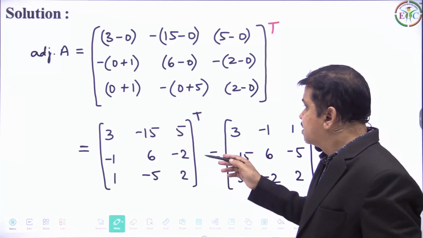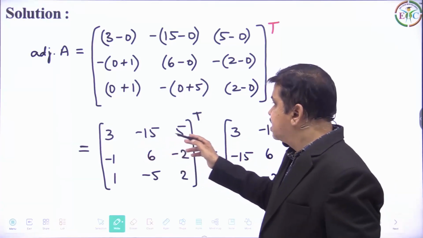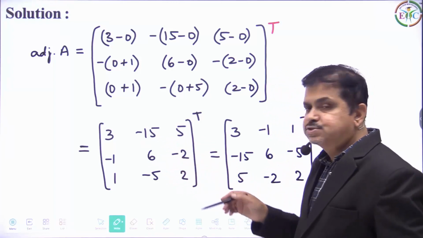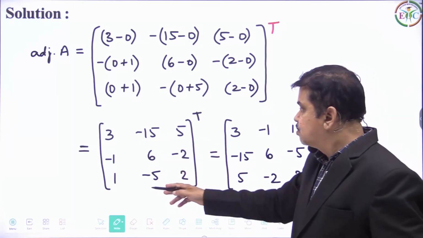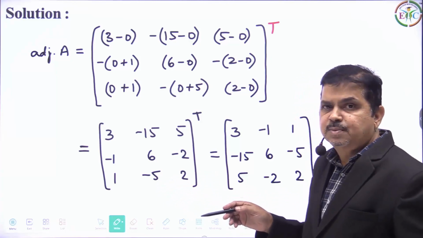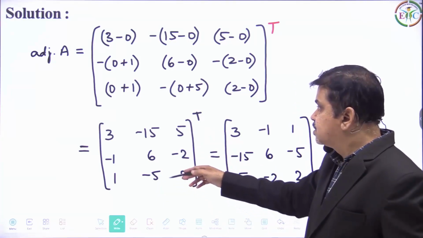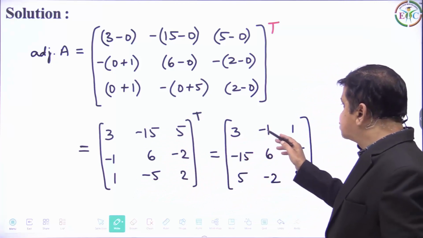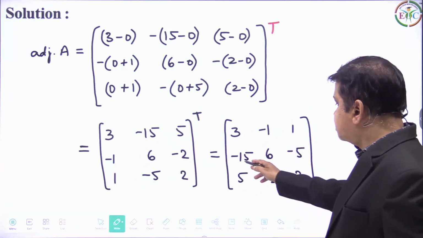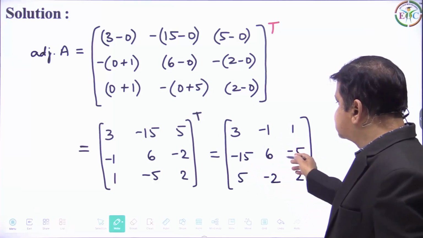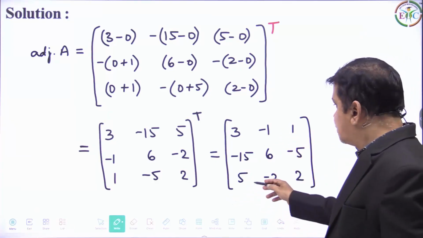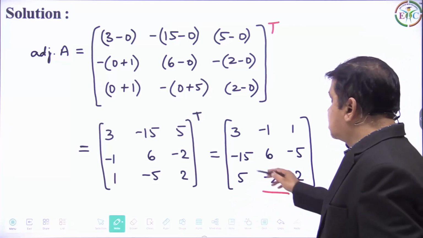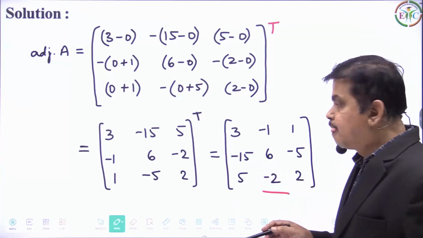So we have 3, minus 15 and 5 as the first row elements, minus 1, 6 and minus 2 as the second row elements, 1, minus 5, 2 as the third row elements. So the transpose of this: by changing the rows into corresponding columns, we have 3, minus 1, 1 in the first row, minus 15, 6 and minus 5 in the second row, 5, minus 2 and 2 in the third row. So this forms the adjoint A matrix.